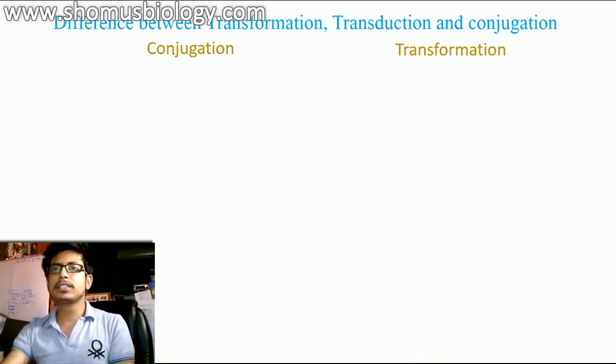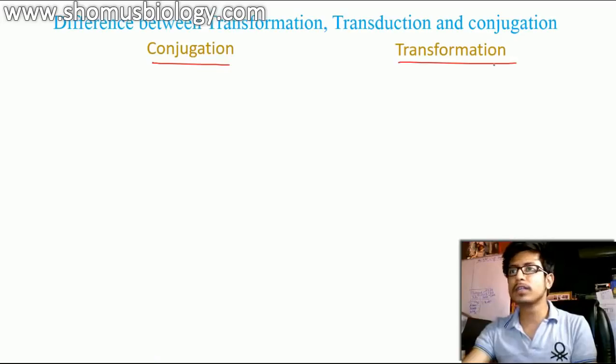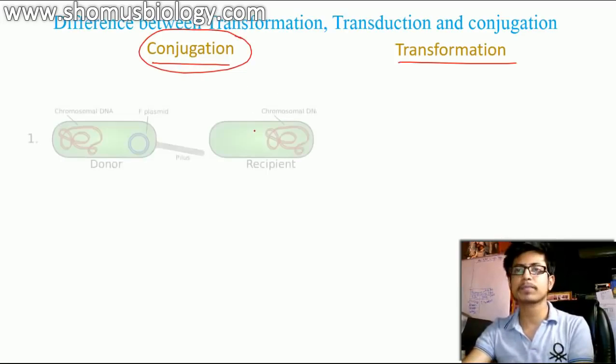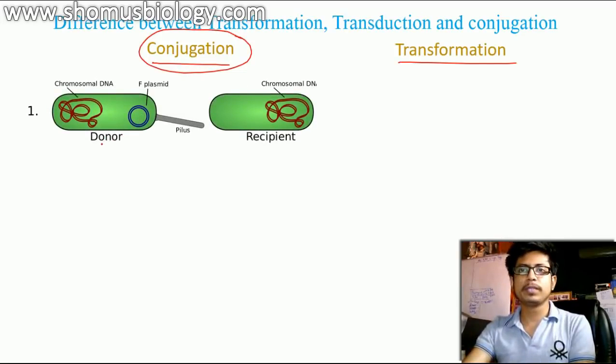Now if we distinguish between the process of conjugation and transformation in a step-by-step process, let's look at the conjugation process at the beginning. We know in this process we have one donor, we have one recipient.